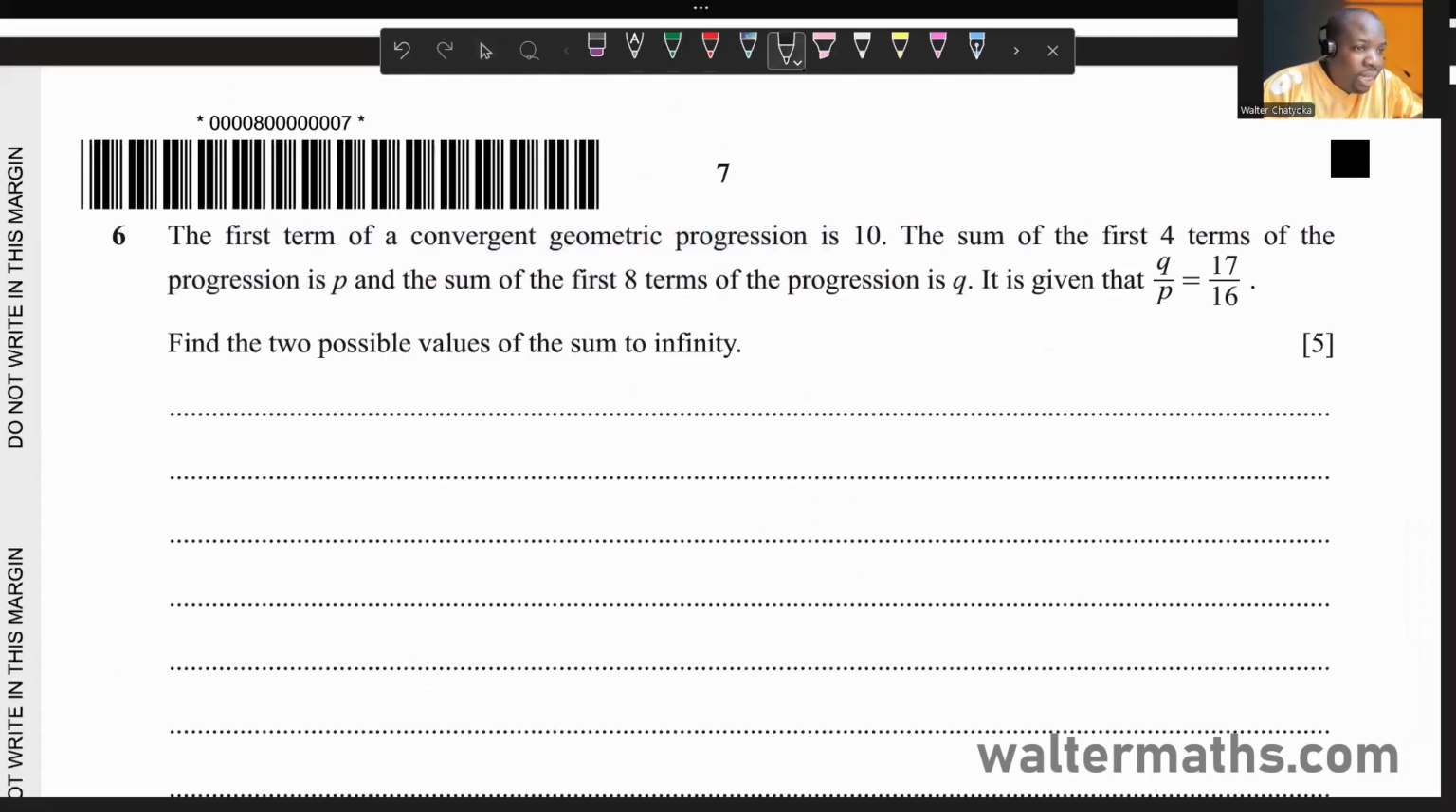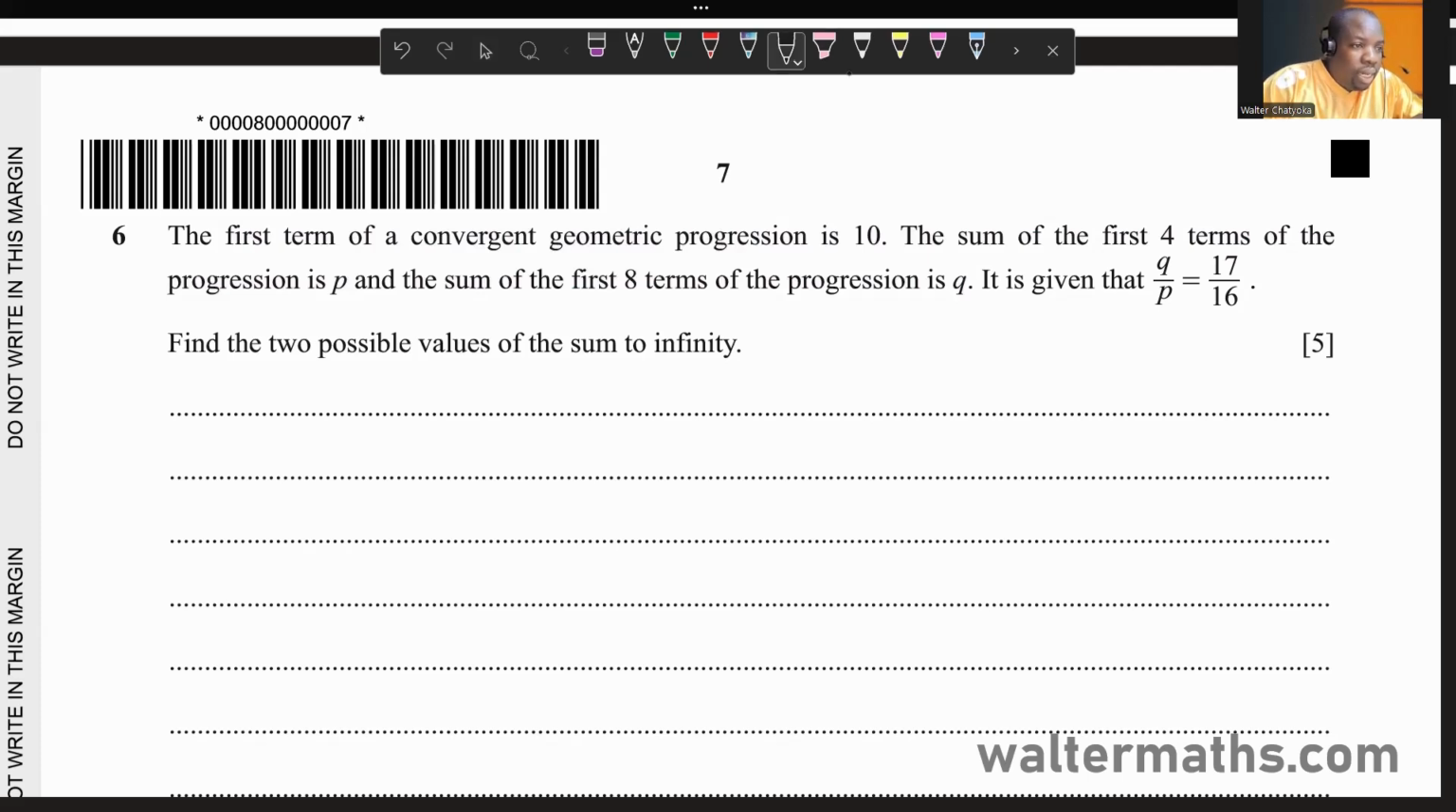On question number 6, it says, the first term of a convergent geometric progression is 10. The sum of the first 4 terms of the progression is p, and the sum of the first 8 terms of the progression is q. It is given that q over p is equal to 17 over 16. Find the 2 possible values of the sum to infinity.